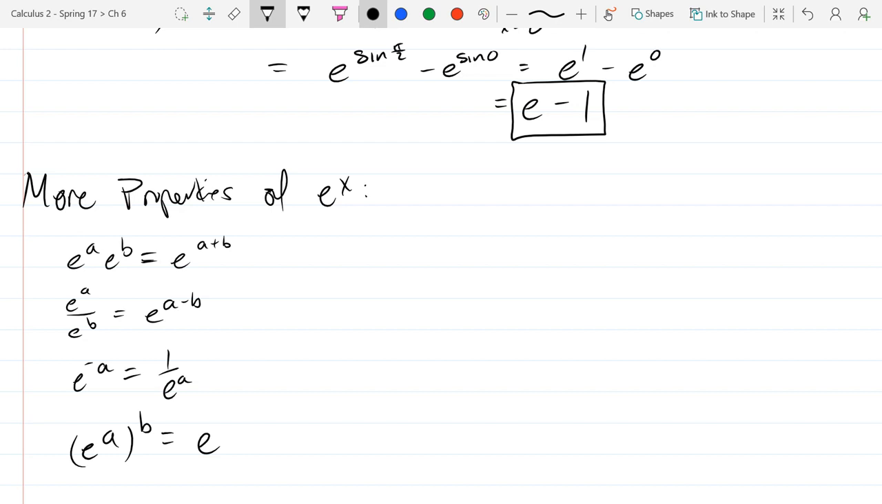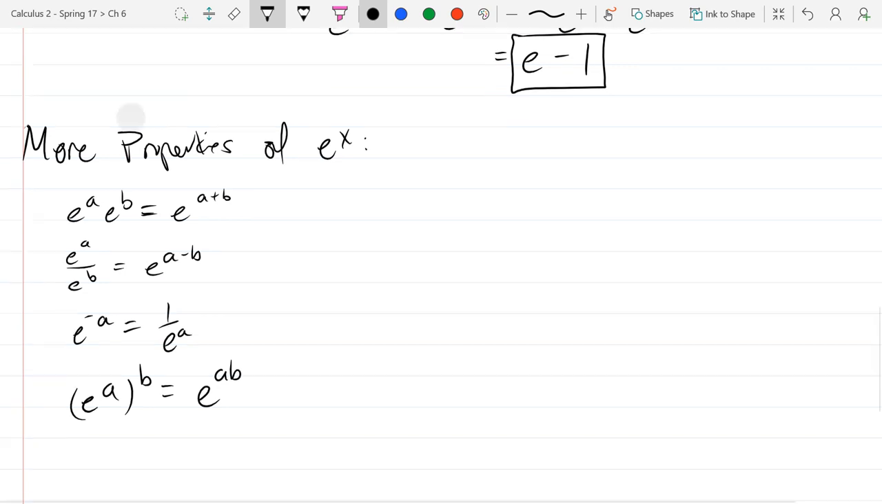A times b. Yeah, it's a product. So it's e to the ab. So these are properties you should have seen and used quite a bit. The question is, are they actually true the way that I defined e as the natural log inverse? So they should be true, but we're going to check. We'll just check one of them. We'll do the first one.